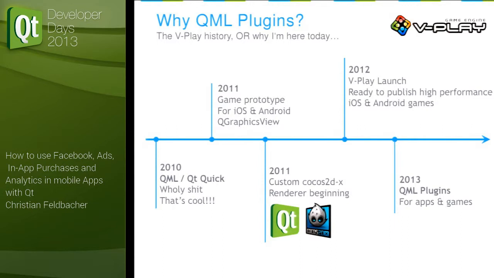with the idea, okay, what if I just combine two technologies I already well know, which is Qt on the one hand for the game engine itself with a C++ core, and QML and Qt Quick for the scripting front end for the games, and Cocos2d as the underlying rendering technology, which has top-class performance. And this is when I started in 2011 merging these two technologies.